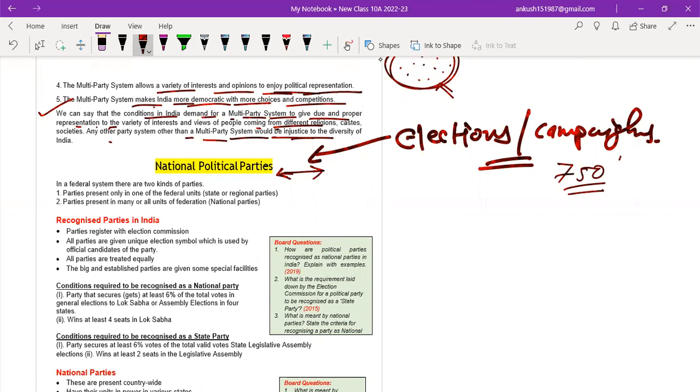While the commission treats all parties equally, actually EC is Election Commission of India. It treats all the parties as the same, it does not make any kind of differences. So it offers some special facilities to large and established political parties, such as providing them a unique symbol as well. See, the second point is justifying my words. All parties registered with the Election Commission of India are given a unique election symbol which is used by official candidates of the party.